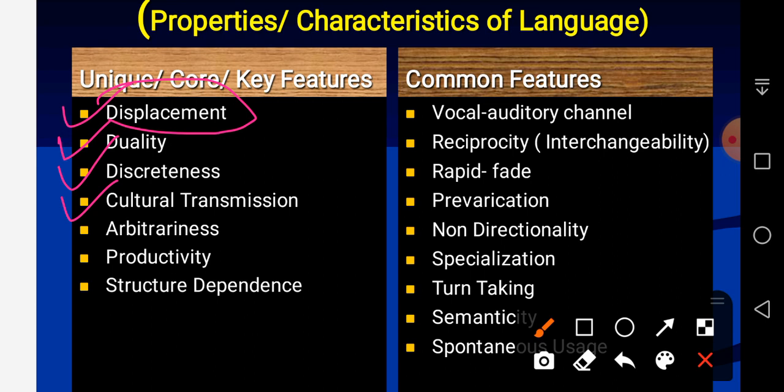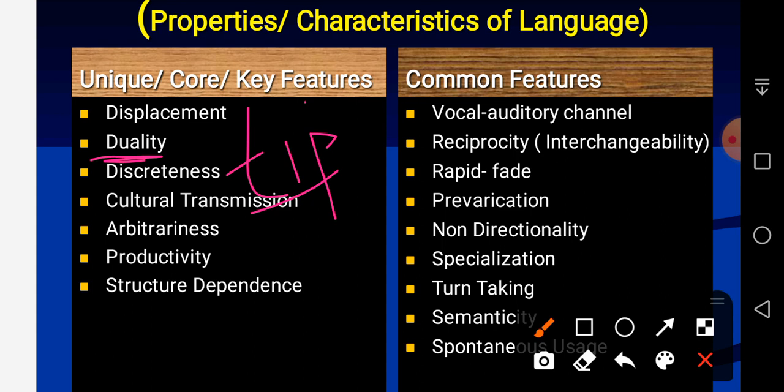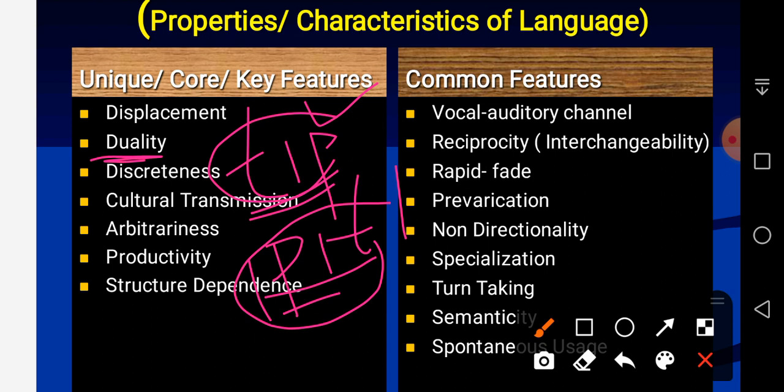This is a unique feature of the human communication system. Duality: human language is organized at two levels. Level one is distinct sounds like ba, pha, tha, kha, a, e. These are basic sounds of English, 44 sounds. We utter them, but when we utter them in isolation, they are meaningless. But when we put them together, like t, i, p, now it is tip. This is one combination. Now we can say p, i, t, pit. This is another combination. Now they have become meaningful. So we join these sounds in sound patterns. This is the second level of duality.